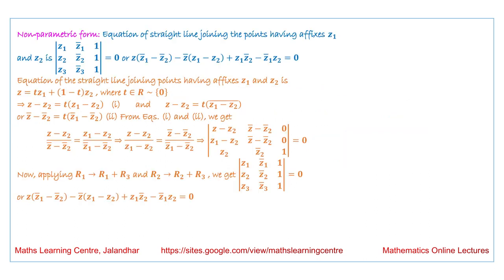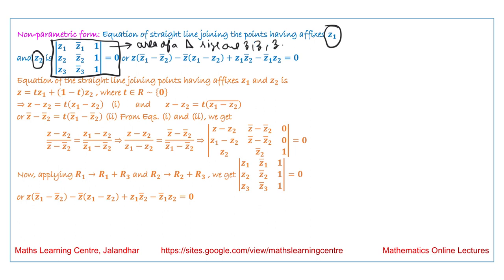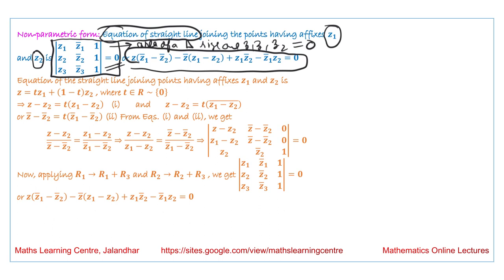Next we have the non-parametric form of this equation. We are saying that if we have the points whose affixes are Z1 and Z2, and we want to find the equation of the line, then the equation of the line is given by this formula. This is basically obtained from the area of a triangle whose vertices are Z, Z1 and Z2. As it is a straight line, the area of this triangle will be 0. So, we say the determinant of this value is 0 and we obtain the equation of the line in this form. When you open this determinant, you will obtain the equation of the line.